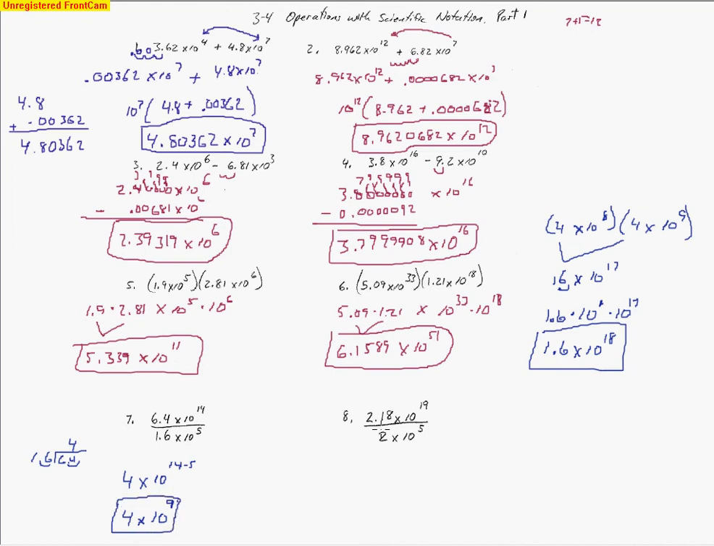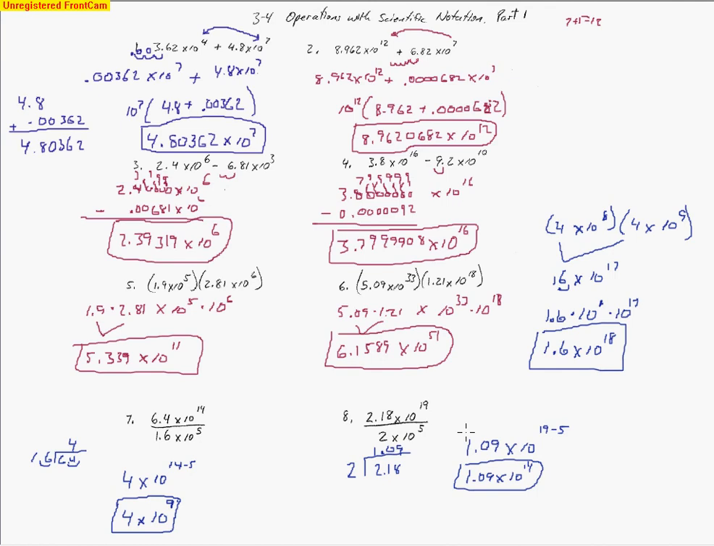Well, how about on this one here? We've got a 2 into 2.18. 2 goes into 2 one time, and then we have 0.09. Again, I'm taking that 1.09 and multiplying it by the difference of those exponents, 19 minus 5. So that gives me 1.09 times 10 to the 14th power.